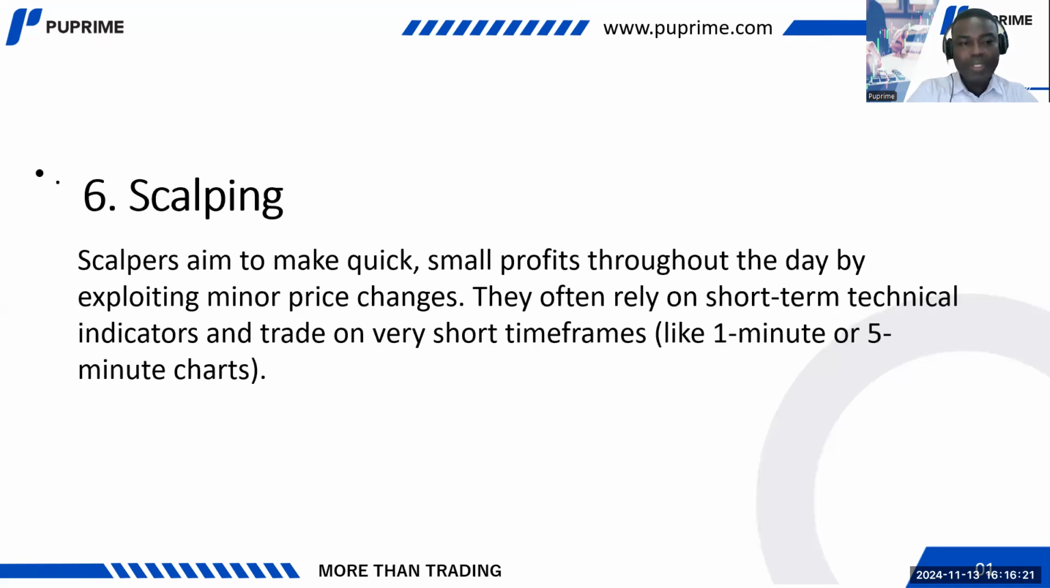Also, we have scalping. Scalpers aim to make quick, small profits throughout the day by exploiting minor price changes. Now, scalpers are short-term traders. They look for short movements in the market, and usually they trade on the 1 minute or 5 minute time frame using technical indicators. So scalpers just pick a few pips, around 5, maximum 10 pips, and they're out of the market, and they can repeat that many times within the trading day.